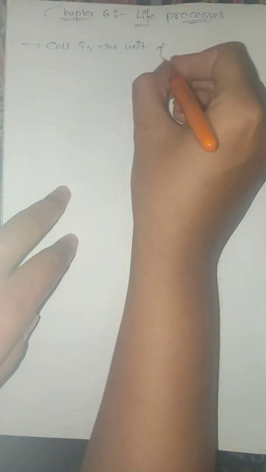The first basic thing that we have, the smallest living entity, is the cell. We call the cell the unit of life, or the smallest unit of life, because the cell is the smallest living entity which is capable of performing different life processes. It is able to perform the different life processes.